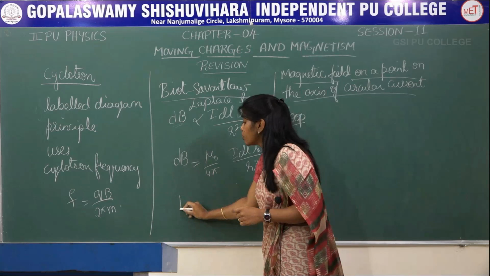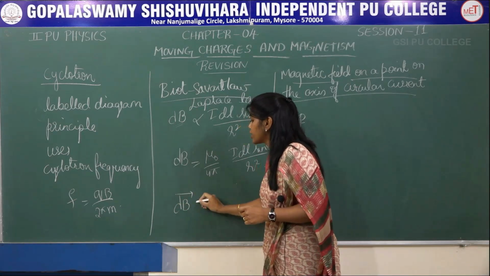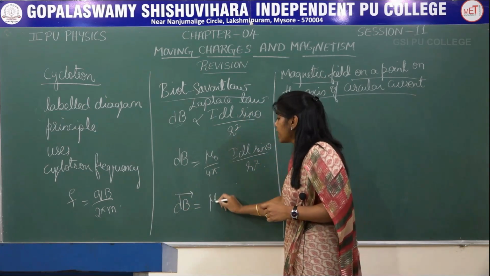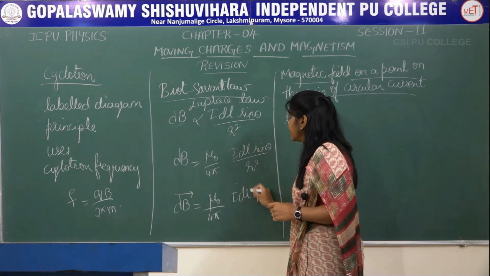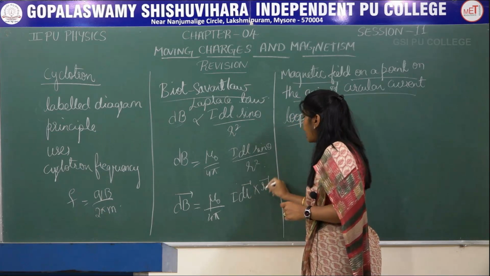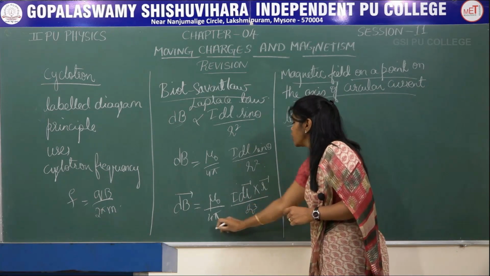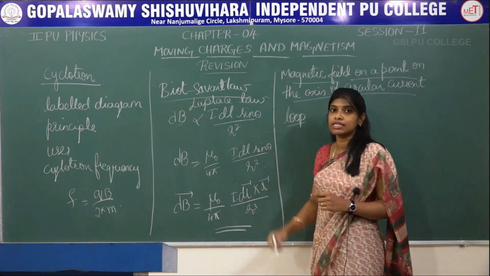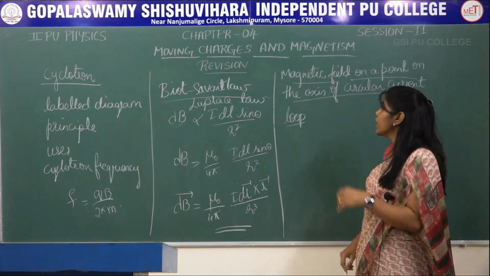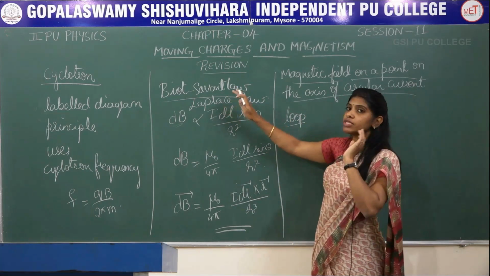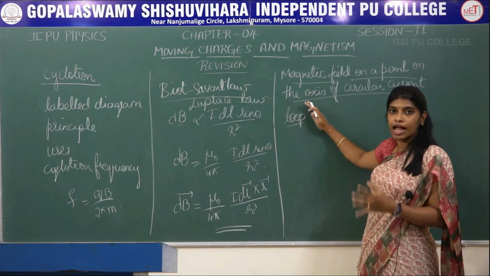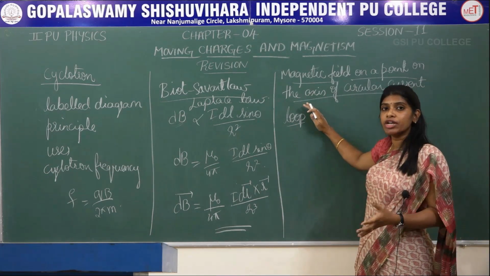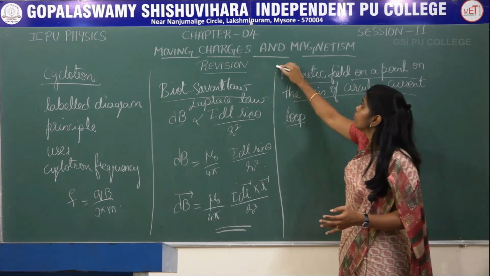And they may also ask you to write this formula in vector form. Then dB can be written as mu naught by 4 pi I dl cross r divided by r cube. This is how you are going to represent this formula in vector form. And one application of this Biot-Savart's law was being discussed, and I had already told you this derivation is very important, frequently asked in your examination for 5 marks.